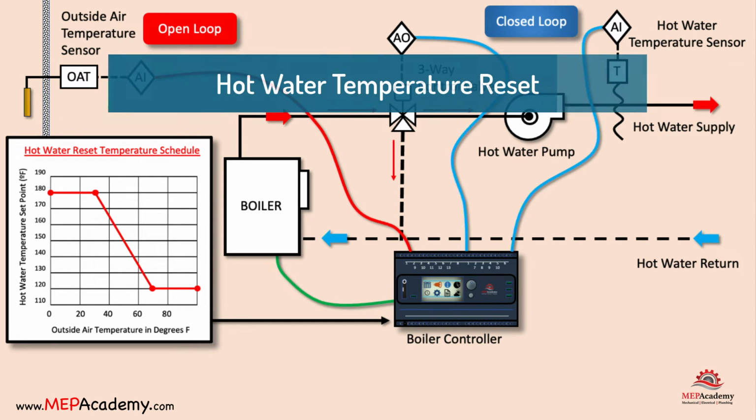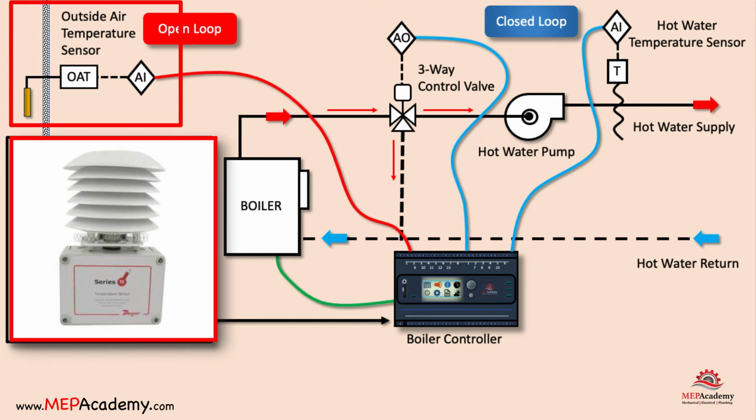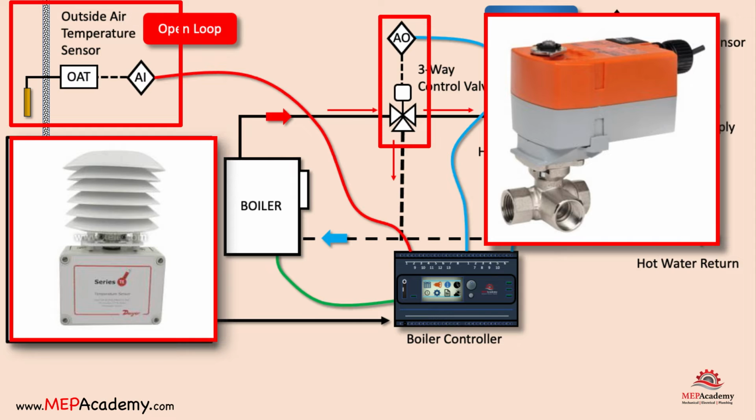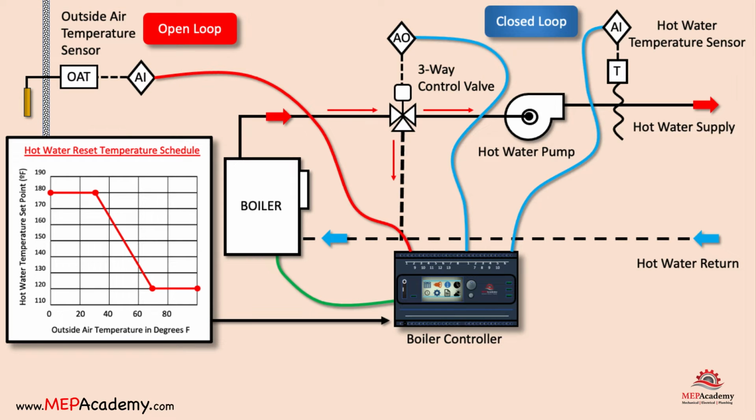In an open loop control system using an outside air temperature sensor and a three-way heating hot water control valve, the goal is to reset the hot water set point of a boiler based on the outside air temperature. Here's a breakdown of how this system typically operates.